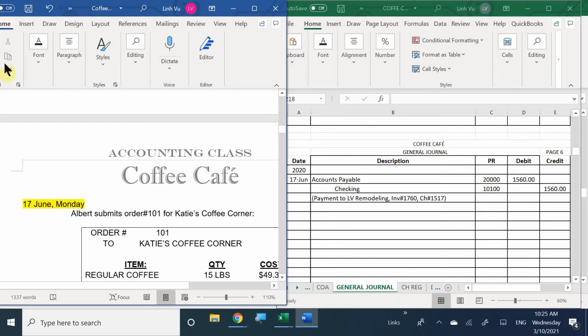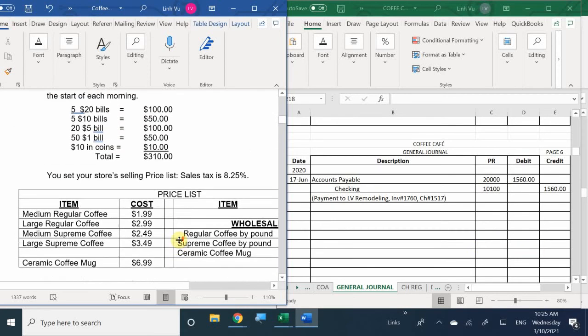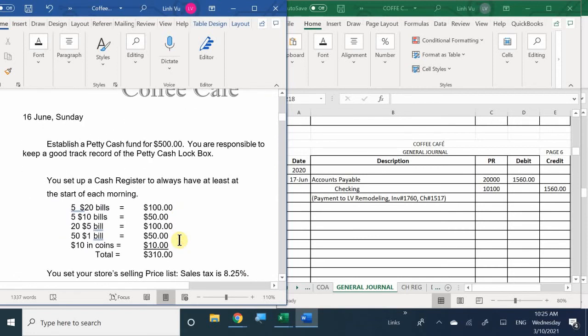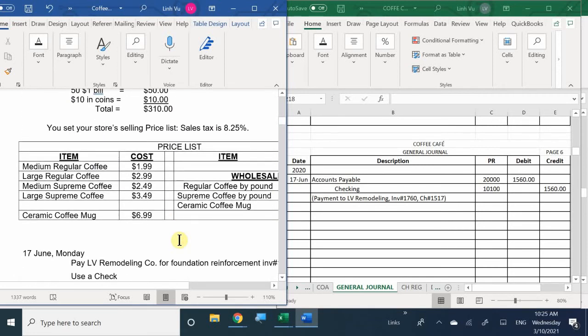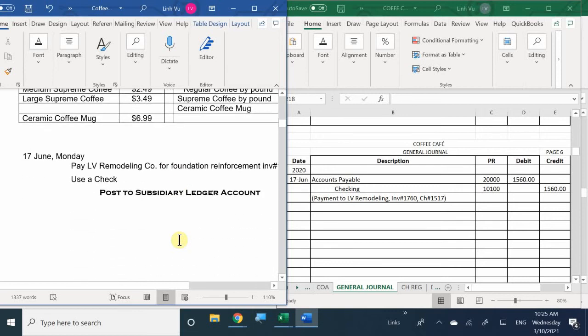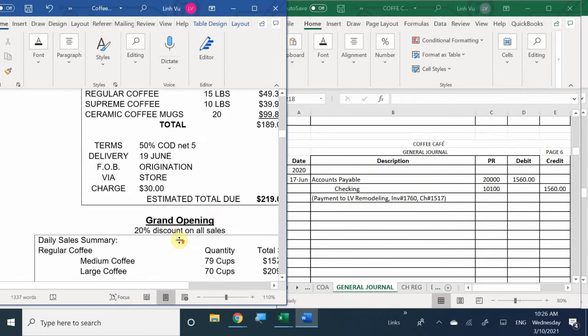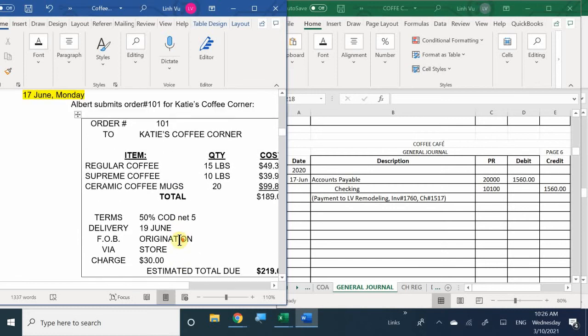All right, welcome back. So again, we did a few things in order to open our store, right? We got our petty cash ready, we have our cash register ready, and we set up our menu, and now we officially are open.